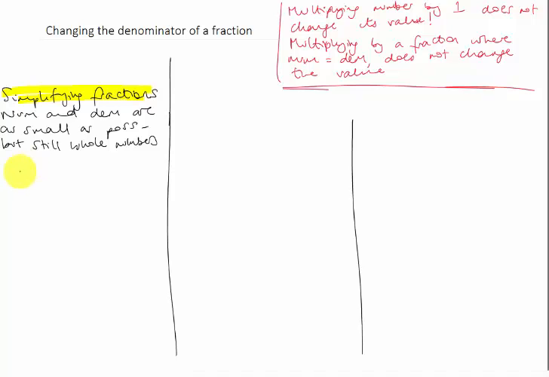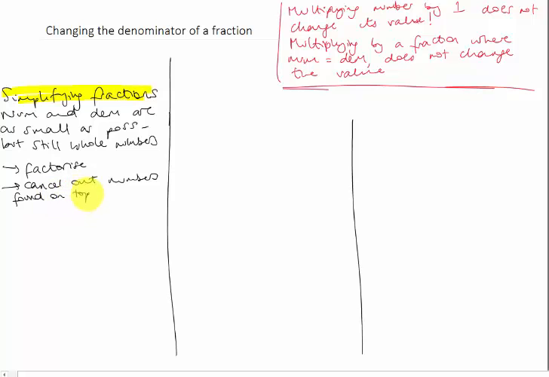So what do we do for that? First of all, we factorize. That means you split the number up into all the different smaller numbers that you can multiply together to make that number. And I'll show you an example of that in a minute. And then what we can do is cancel out the numbers that are found on top and bottom, in the numerator and the denominator. Okay, so let's have an example.